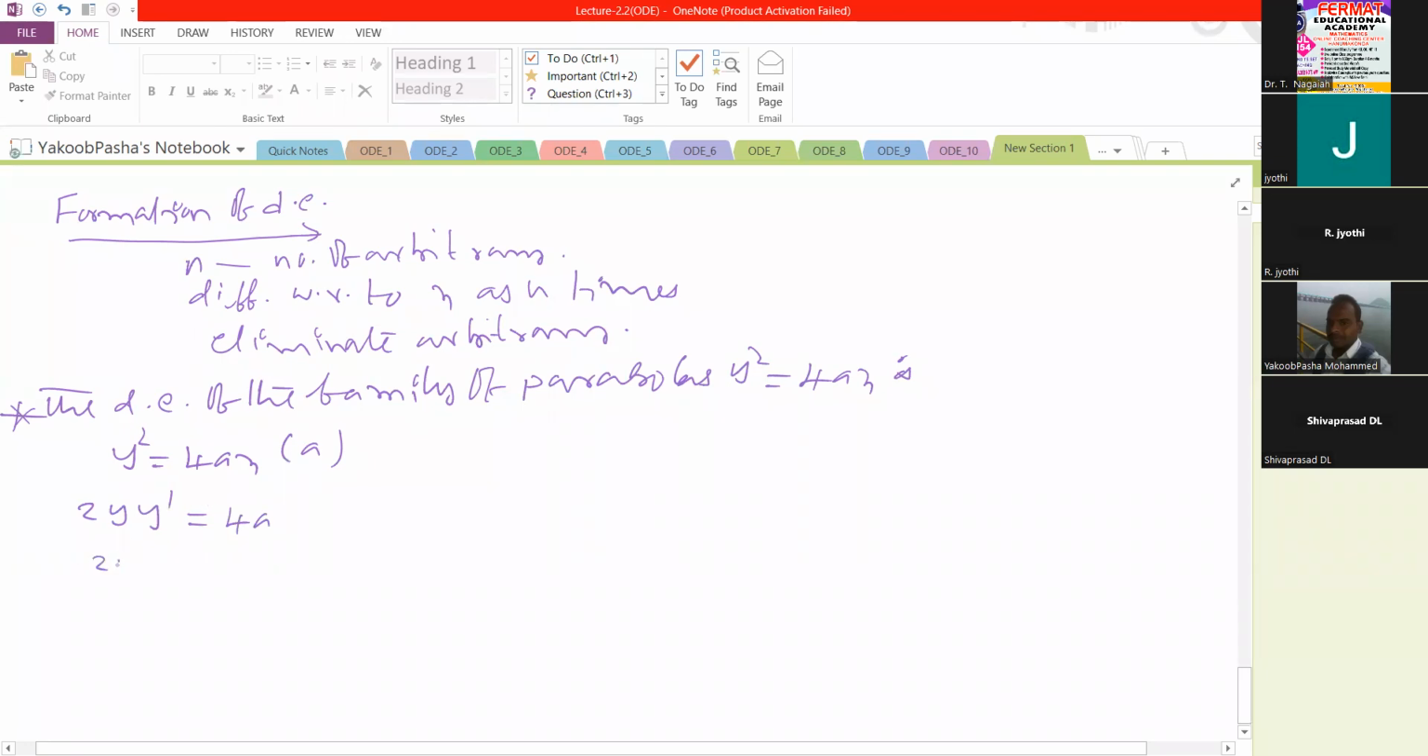After differentiation, we need to eliminate the arbitrary constant, that is a. So from this we can write 2y dash is equal to 4a, and 4a is equal to y square by x. So here 2x into y dash is equal to y, or 2x y dash minus y is equal to 0. Y dash means dy by dx. This is the corresponding differential equation.